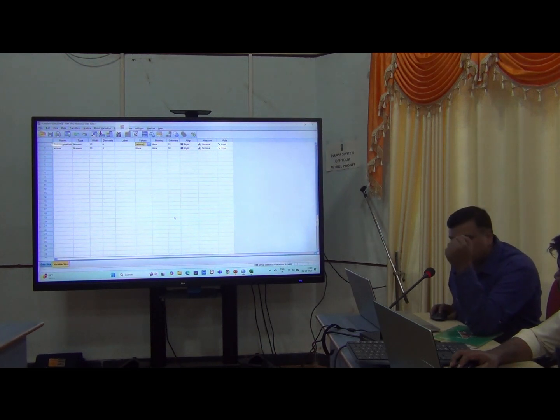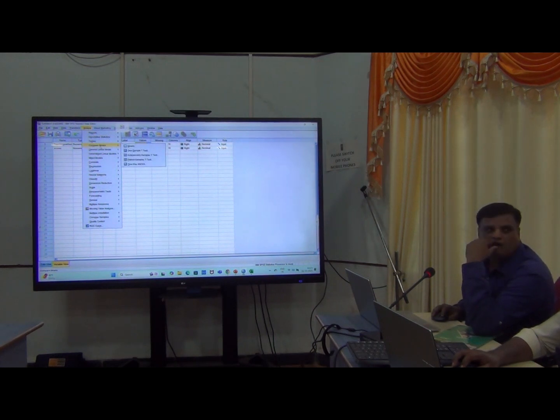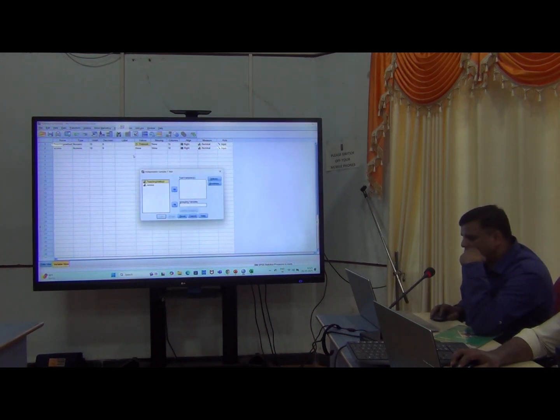Now we go to Analyze. Analyze, Compare Means. In Compare Means you have so many: one-sample t-test, independent-samples t-test, paired-samples t-test, one-way ANOVA. So we are doing the independent-samples t-test. Okay. Select independent-samples t-test. Now our test variable is score.